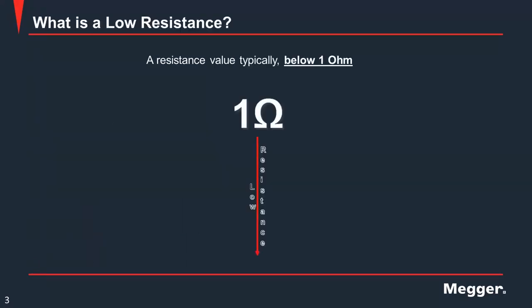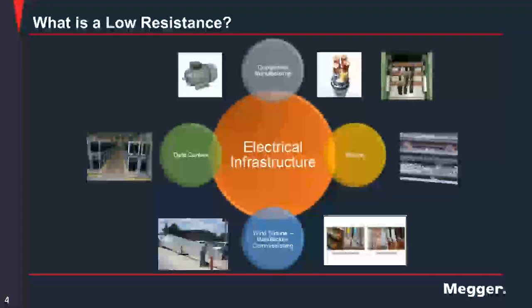So let's begin. What is a low resistance? Low resistance is a resistance value typically below 1 ohm. So as long as the resistance value is below 1 ohm, it can be considered as a low resistance.